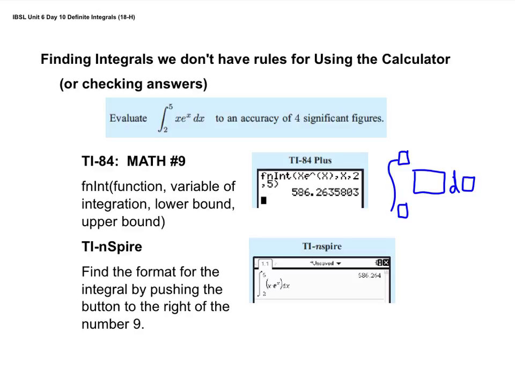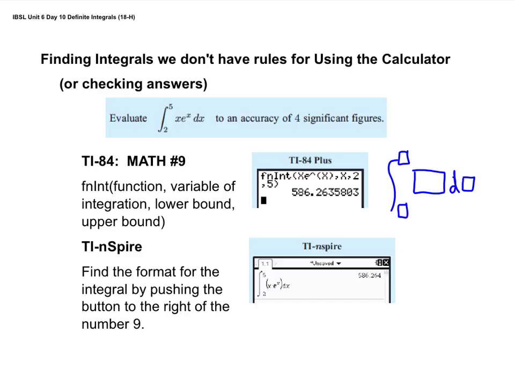On the 84, however, we want to find the integral of f of x dx. So we hit math, and again, it's down at number 9, and you have this little template that comes up. It's super nice, because you just type the stuff in the boxes. None of you have the Nspire, but if you had one, there's a template menu just to the right of the number 9 that you can hit, and then it's the same thing as on the 84.